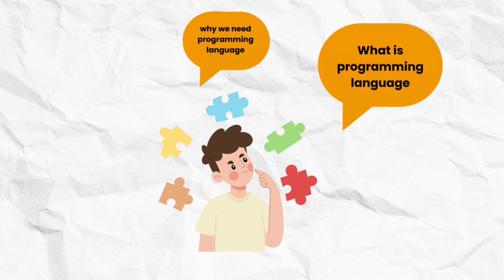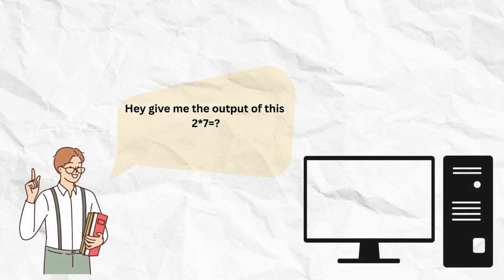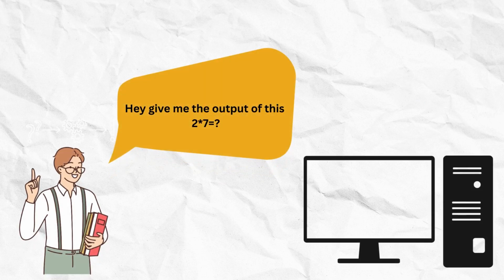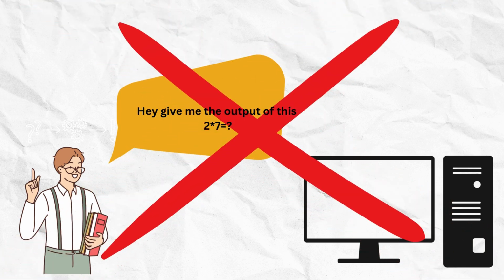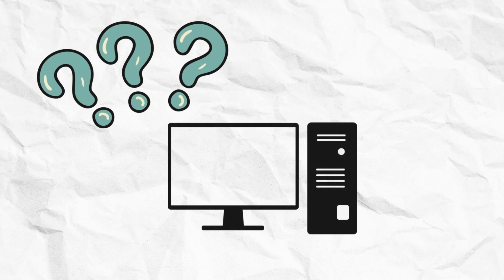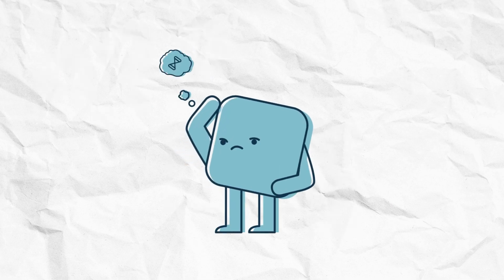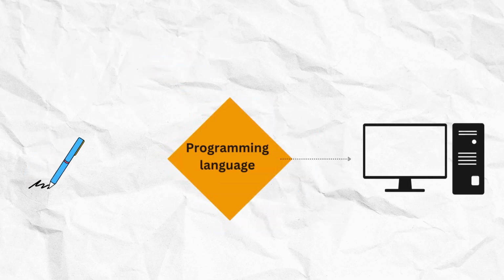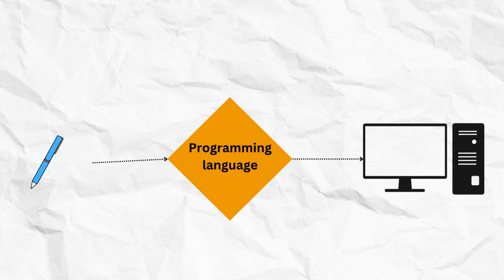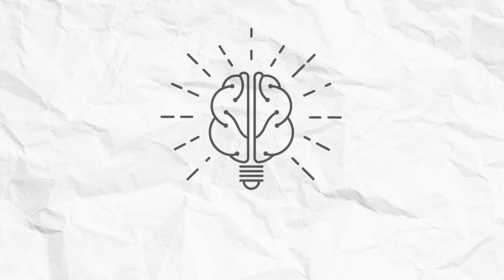Okay, let us see. If we go to the computer and say, "Computer, add the two numbers," or "Computer, tell me the output of the above mathematical calculations," we can't say that, right? Because the computer doesn't accept or understand our languages. So to instruct the computers, we use programming languages as the intermediary, right?